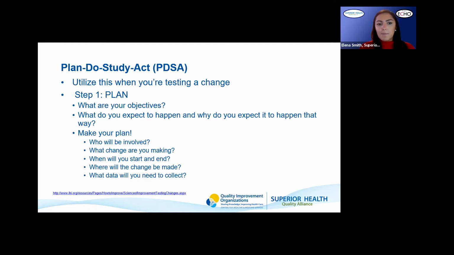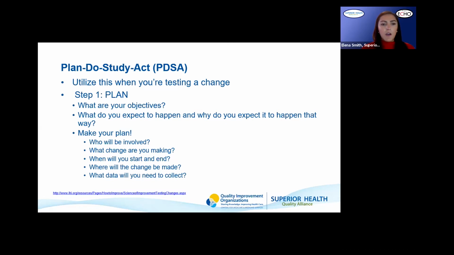So the first step is the plan step. You want to map out what your objectives are. What do you expect to happen, and why do you expect it to happen that way? So that will be something like a hypothesis. Then you want to make your plan. And in the process of making that plan, you want to ask these questions. Who will be involved? Who do you need to loop into this PDSA framework to make sure that they're all informed about what's going to happen?